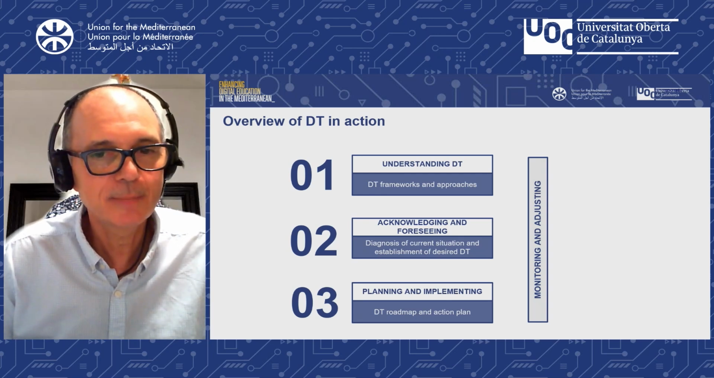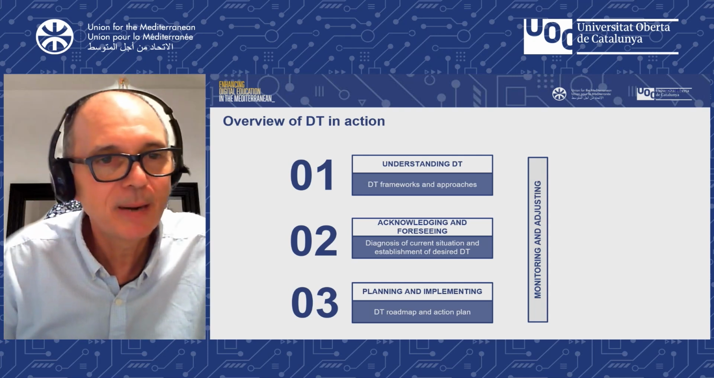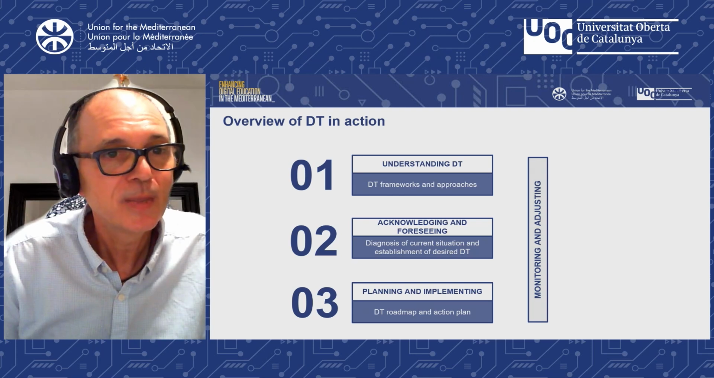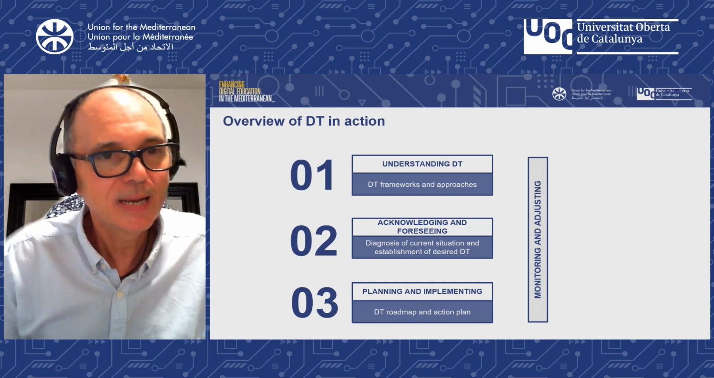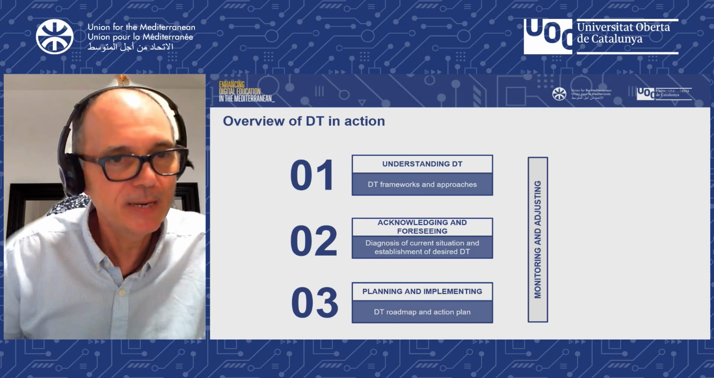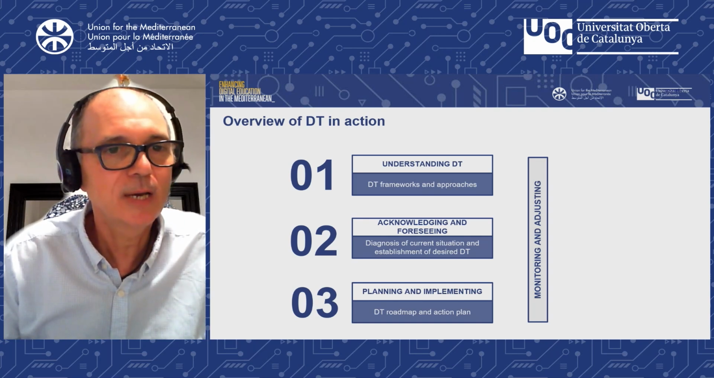And the third step is about, when we have a clear situation of where we are and where we want to go, starting to plan and implement. It's about outlining a digital transformation roadmap and an action plan for that, establishing priorities, establishing milestones, establishing and allocating resources.